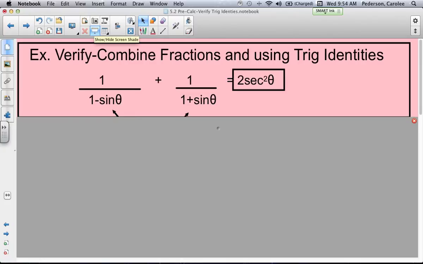So verify again. And there was a hint in the beginning of our lesson today. It's a good idea to combine fractions together. So we're going to work with the left-hand side again. And when we're done, we want our answer to be a single trig function of 2 secant squared of theta.